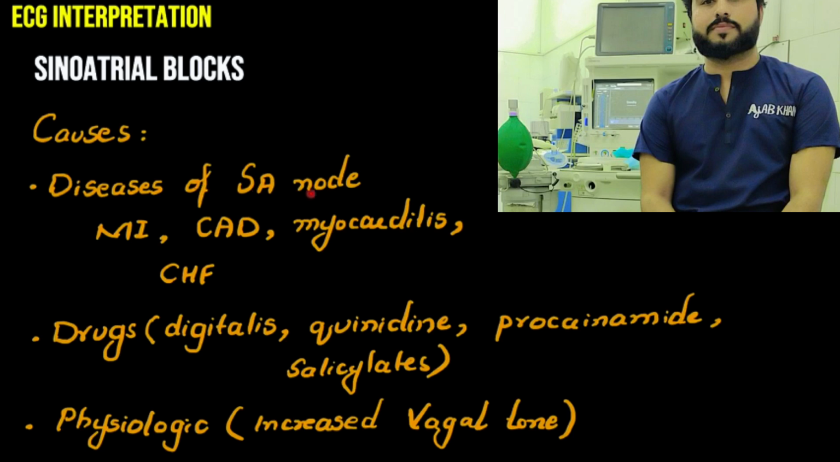Now coming to the causes of sinoatrial block. Sinoatrial block can be seen in diseases of the SA node, where there is a problem with the SA node, MI, coronary artery disease, myocardial infarction, CHF.